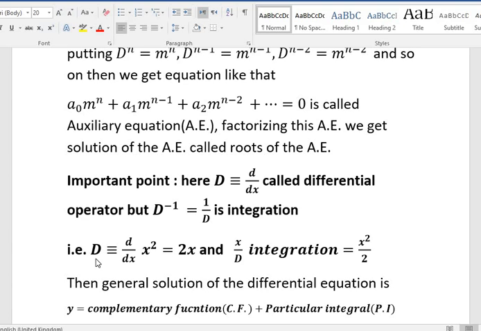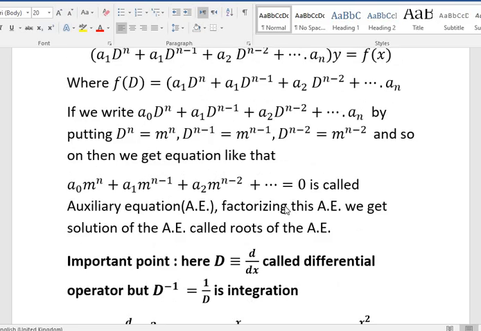For example, D of x square means d by dx of x square, that is the derivative, so 2x. And if I write 1 by D of x, this is the inverse operator, so you have to integrate. The integration of x is x square by 2.